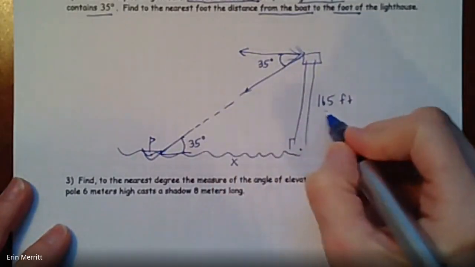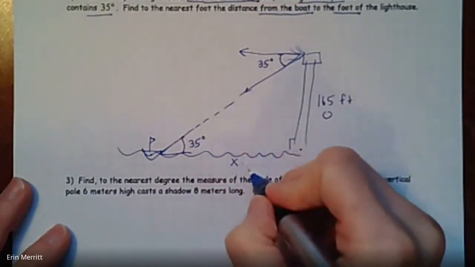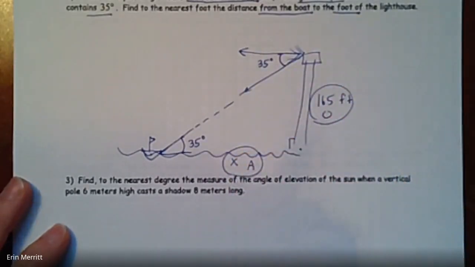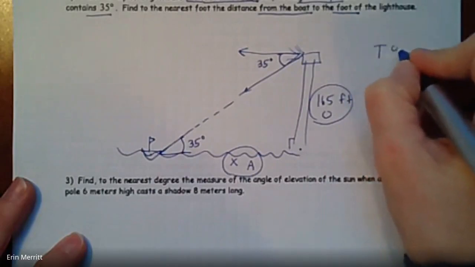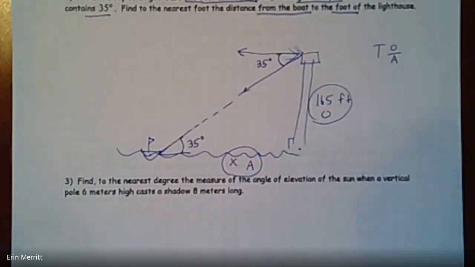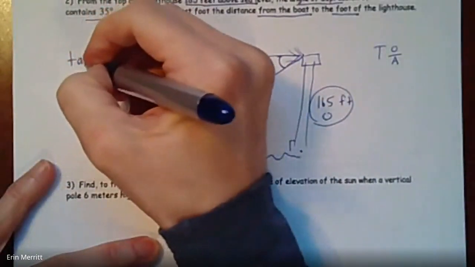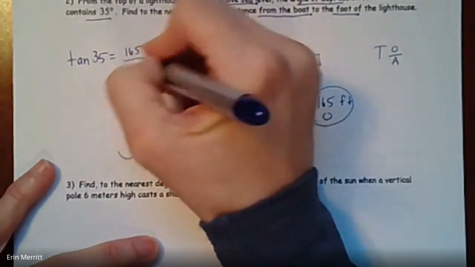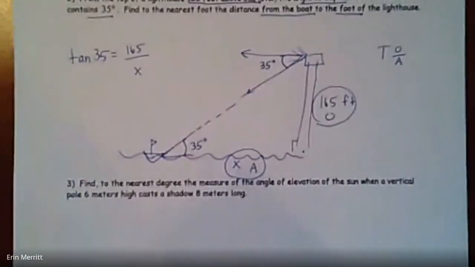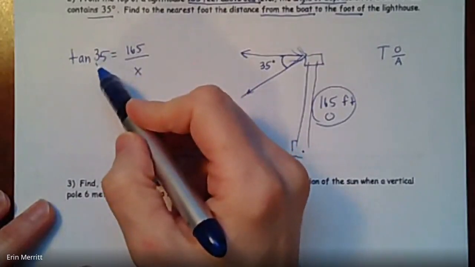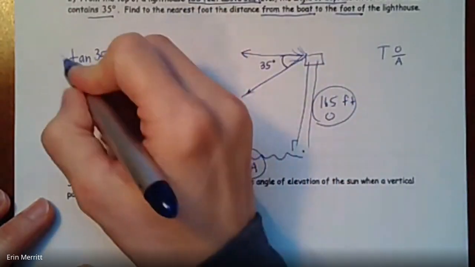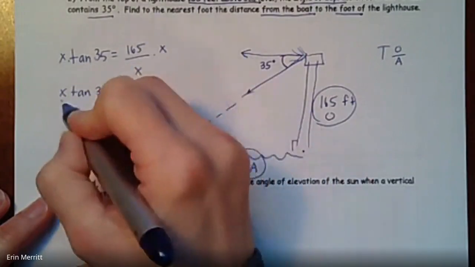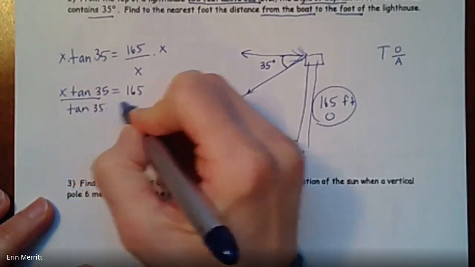And now that would make the 165 the opposite. That makes the x the adjacent. And so if I have opposite and adjacent, there's that tangent setup, excuse me. Again, you're going to see a lot of tangent with these questions. Not always, but a lot. So tangent of 35 degrees is equal to 165 over x. Again, I have the angle I'm taking the tangent of. So this is just one where I'm going to multiply x on over and then divide to get the x alone.